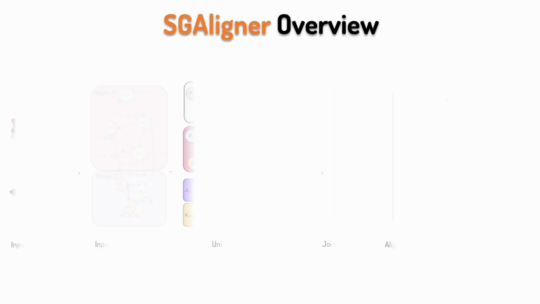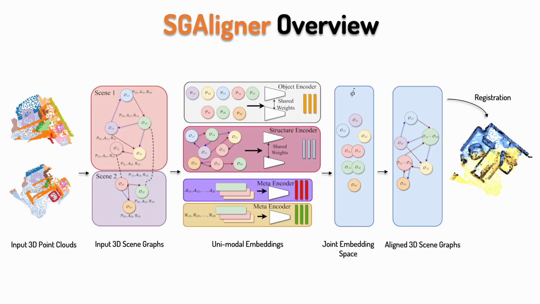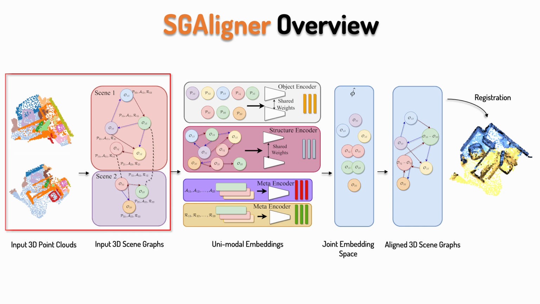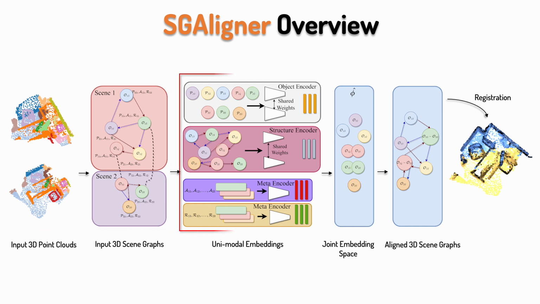We provide an overview of our framework. Given two 3D scene graphs with partial overlap, we create four unimodal embeddings to encode object, structure, attribute, and relationship information. The object encoder receives an input, individual object instances in the form of a point cloud.